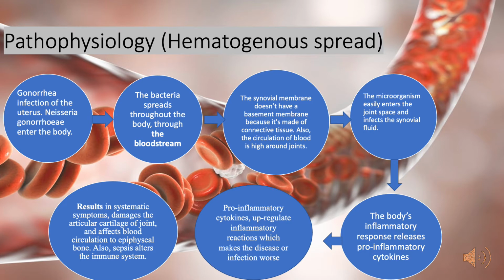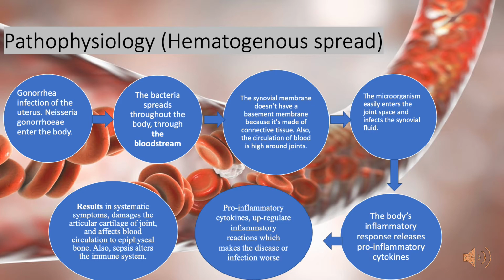There are many different ways that bacteria or viruses could spread throughout the body or enter the body. On this slide, I've made a concept map flowchart so it's easier to figure out how the bacteria gets into the body and then what happens after the bacteria gets into the body. So first we start with the gonorrhea infection, and that enters the body. Then the bacteria will spread throughout the body through the bloodstream.